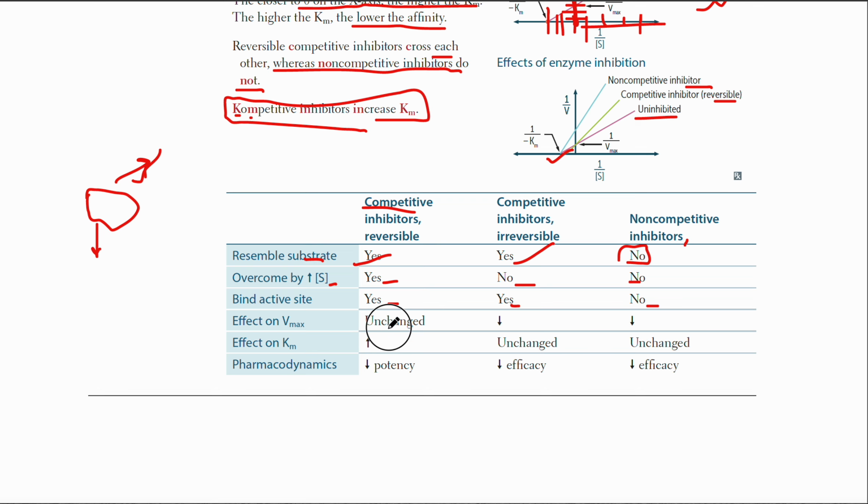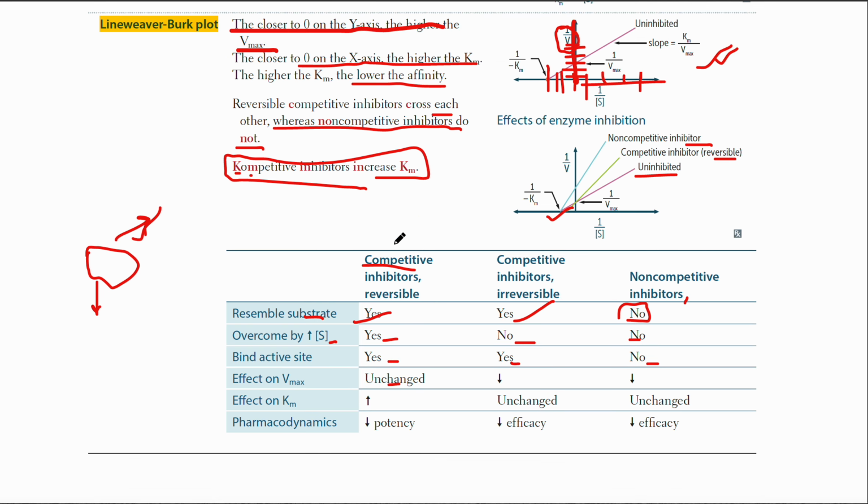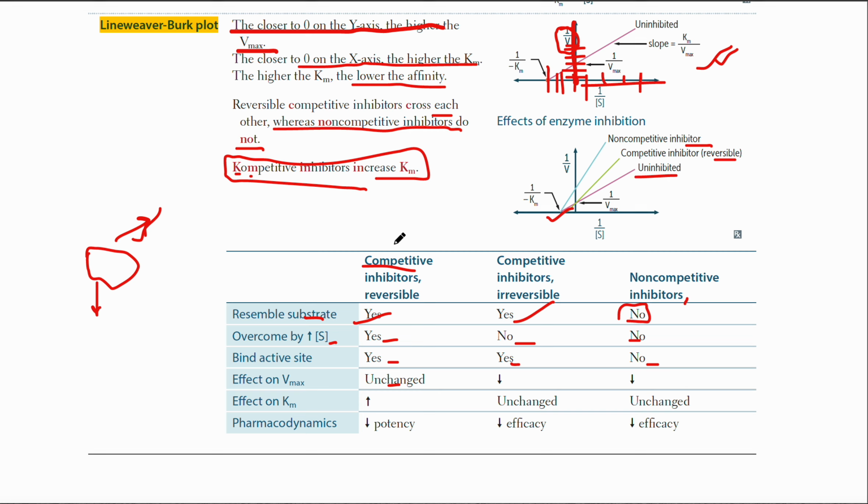Effect on Bmax: it is unchanged in reversible competitive inhibitors, because an increase in substrate concentration will make the reaction reach Bmax at any cost, even if the time is delayed. In irreversible competitive inhibitors, it is not reached, and it is not reached in non-competitive inhibitors either. Effect on Km: it is increased, unchanged. In pharmacodynamics, it is decreased potency. What is potency actually? It is a measure of the amount of a drug needed to produce the response. That is potency, right? So in reversible competitive inhibitors there is decreased potency, and there is decreased efficacy in the other two cases.